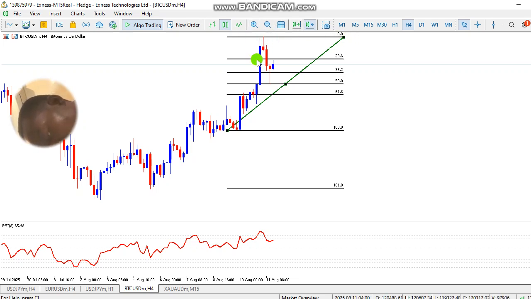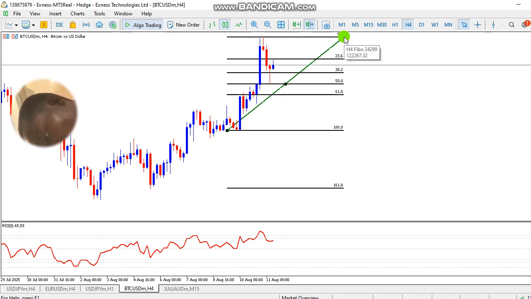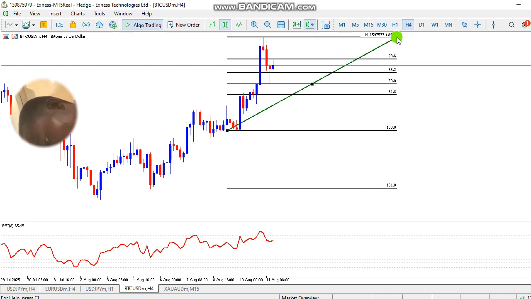So this is the resistance zone and this is the support zone. Once we place our 100% here and this is our resistance zone, then we extend the chart to the right side. Beautiful. So this is how we draw the Fibonacci tool. The Fibonacci tool has different levels, and these levels are the turning points where we expect the market to reverse.